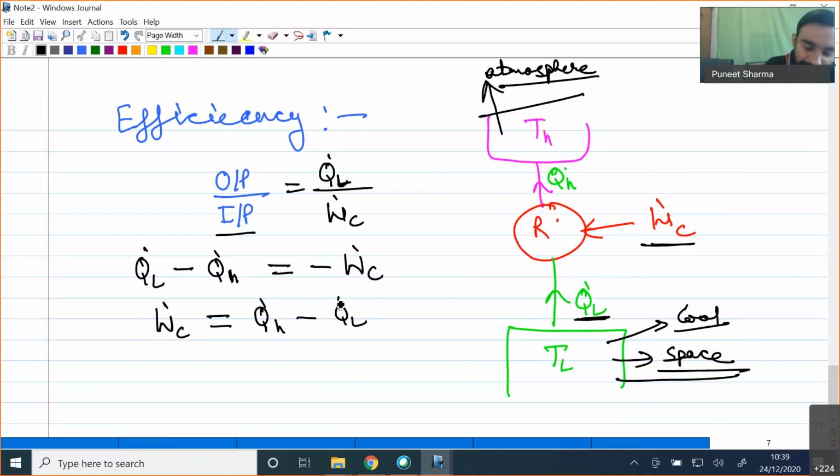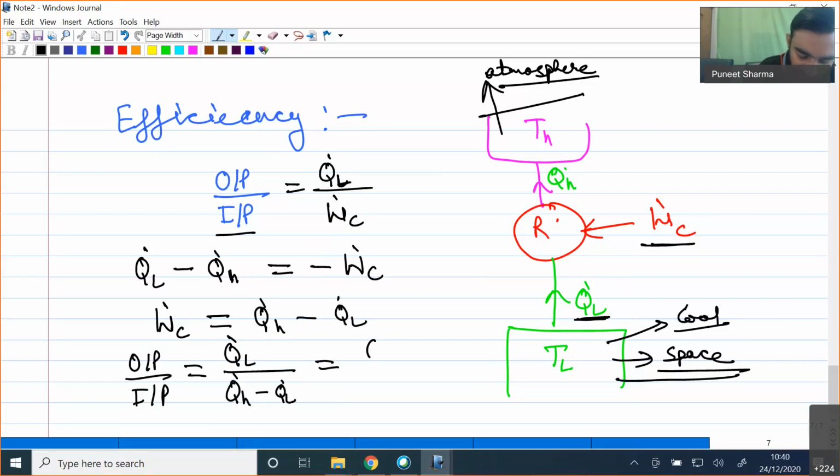L. Okay, so now if I substitute this over here, I'll be finding that output by input is nothing but Q dot L divided by Q dot H minus Q dot L, because I can replace W dot C by Q dot H minus Q dot L. And if I divide both numerator and denominator by Q dot L, I'll be finding 1 divided by Q dot H by Q dot L minus 1.